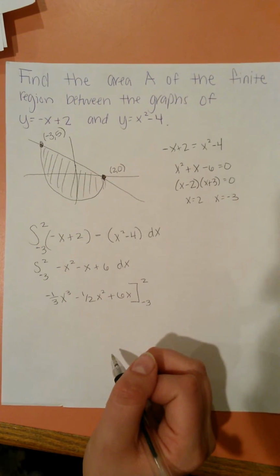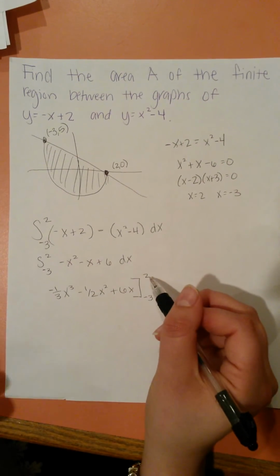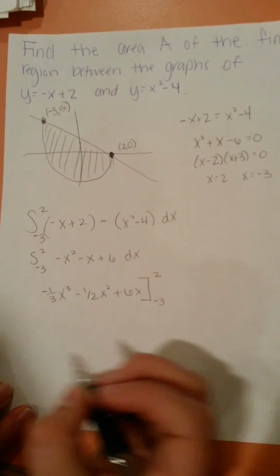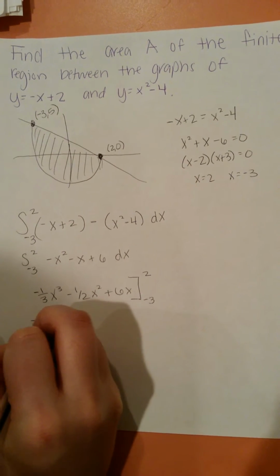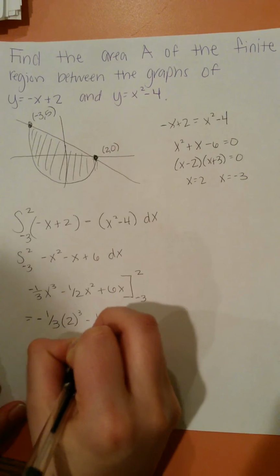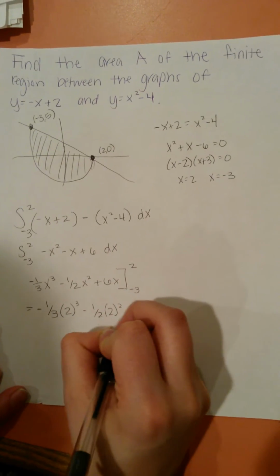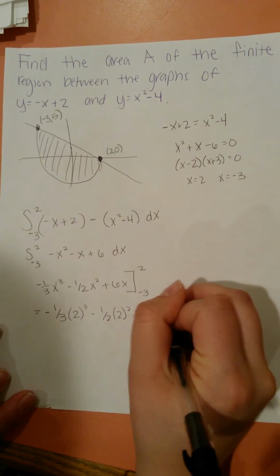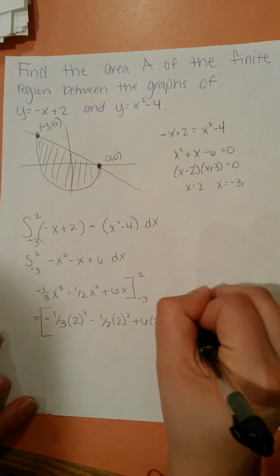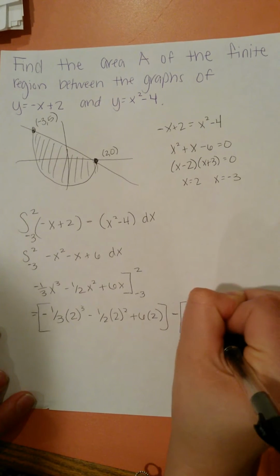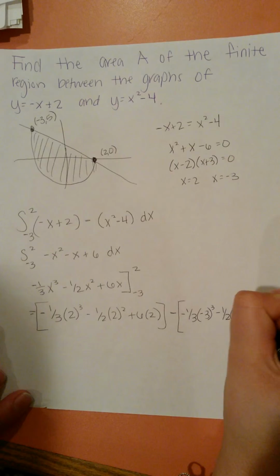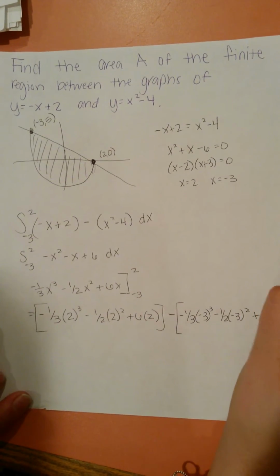It's always the top minus the bottom. So if you plug this in, we have negative 1/3 times 2 cubed minus 1/2 times 2 squared plus 6 times 2, all of this minus negative 1/3 times negative 3 cubed minus 1/2 times negative 3 squared plus 6 times negative 3.